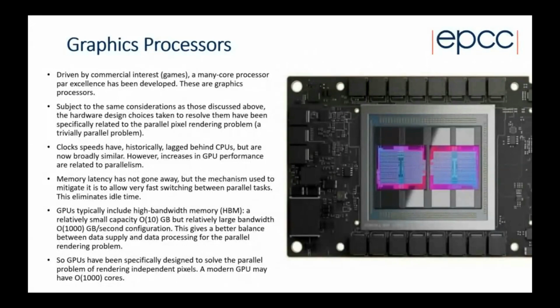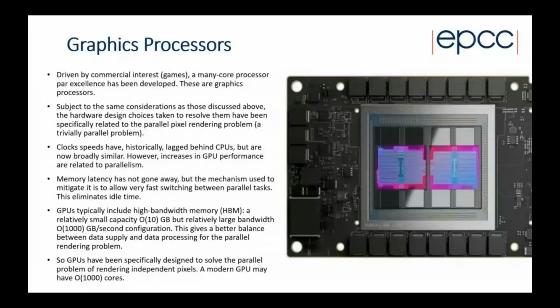They're subject to the same considerations as discussed above. The hardware design choices taken to resolve these considerations and limitations around power and the rest have been specifically related to this parallel pixel rendering problem. This is a trivially parallel problem. I don't have dependencies between pixels. Clock speeds in GPUs have historically lagged behind CPUs. They're usually around 1.4 up to 1.82 gigahertz, so systematically about a gigahertz slower than a CPU.